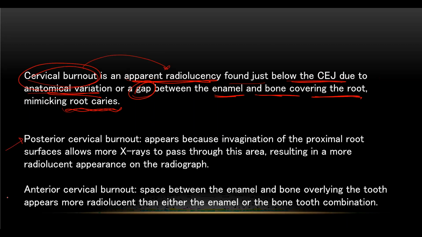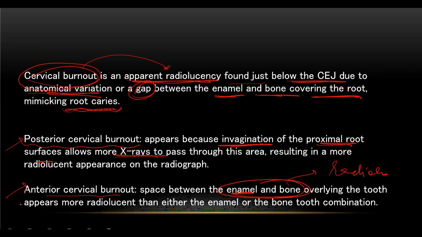Now, posterior cervical burnout and anterior cervical burnout. Posterior cervical burnout appears because of the invagination of the proximal root surface, which allows more X-rays to pass through it. Whereas your anterior cervical burnout is because of the space present between the enamel and the bone. This space causes the transmission of the X-rays and is visualized as radiolucent.